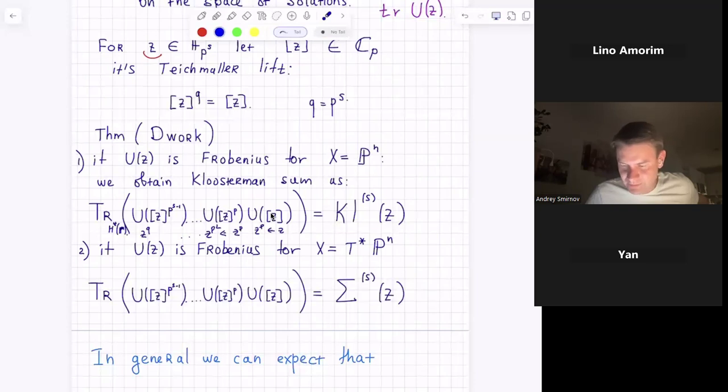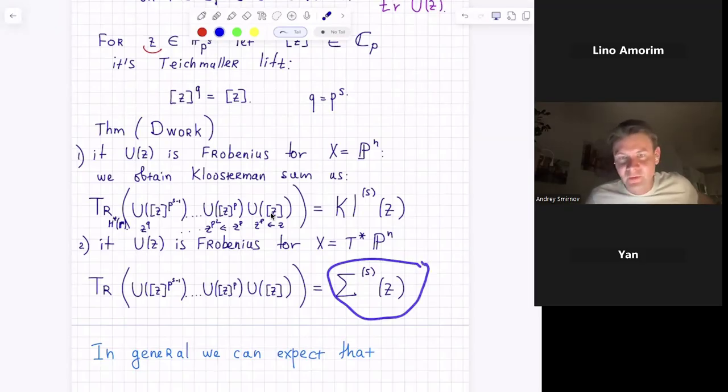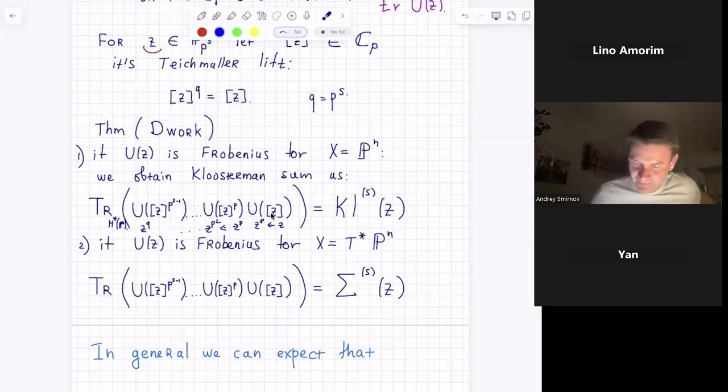So q is p to the power s. And again, this story extends, so exactly the same is true for T star P^n. If you compute its Frobenius intertwiner, then you get this multiplicative sum which I mentioned before. So it's a sum over Teichmuller representatives of master functions.